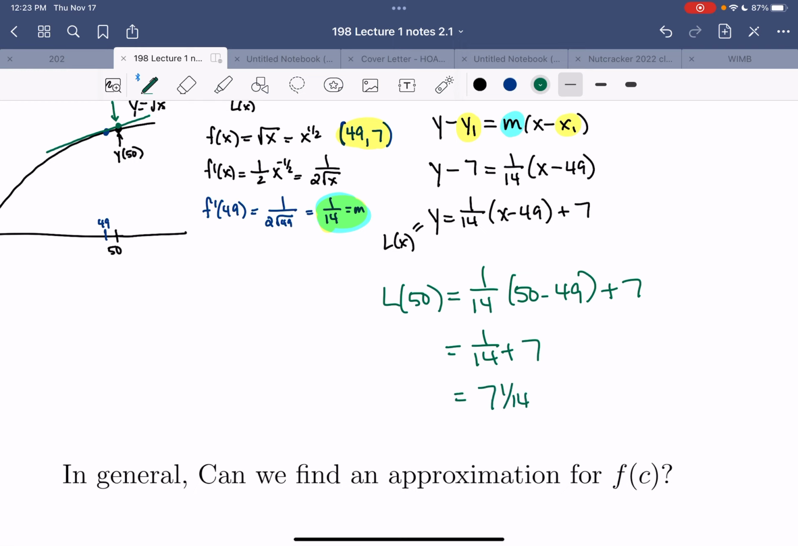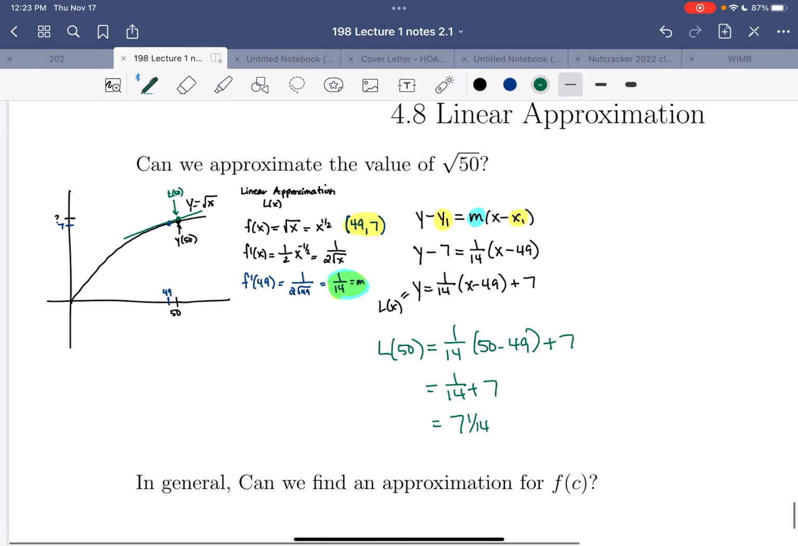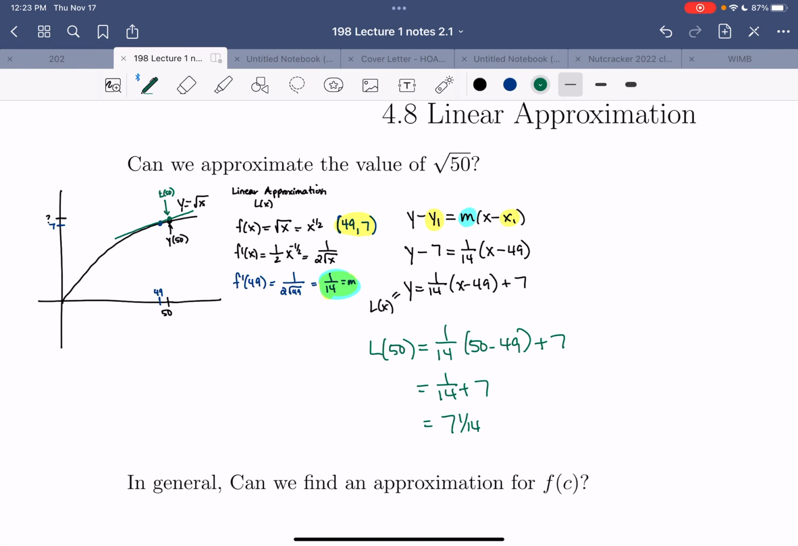Which is a little bit less than 1/10, right? 1/14 is one smaller than 1/10. So this is going to be about 7.0 something, okay? Because 1/10 would be 7.1. So we've got an approximation. Okay, so we know approximately what the square root of 50 is. It's approximately 7 and 1/14.